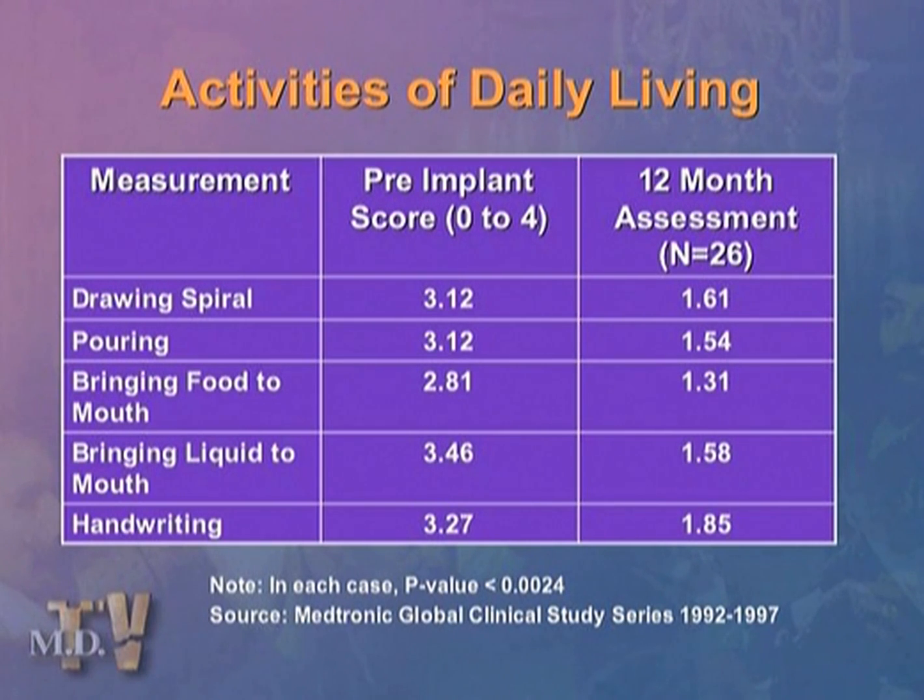Pre-implantation scores are generally around 3, and the higher the number, the worse the patient is impaired, the more impairment there is. And you can see after 12 months, at an assessment after the DBS, it is significantly improved. Most of those values are about 1.5.